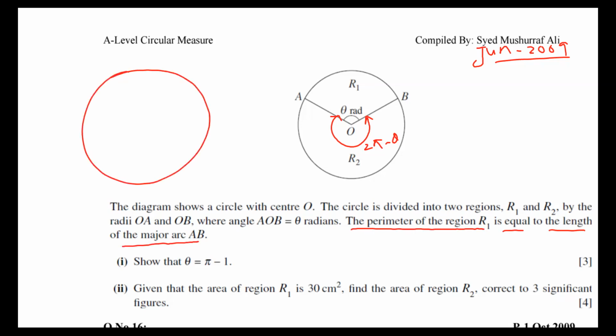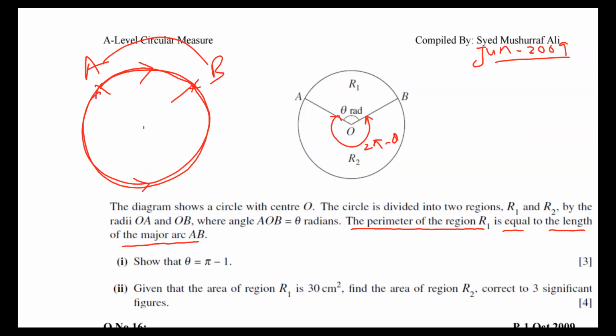Whenever you go from A to B, we have two paths. Path number one is from here till here. This is the shorter path, called the minor arc. But if I take the longer path, this is called the major arc. I hope you're understanding. So this is called major and this is called minor. I hope this idea is very clear.